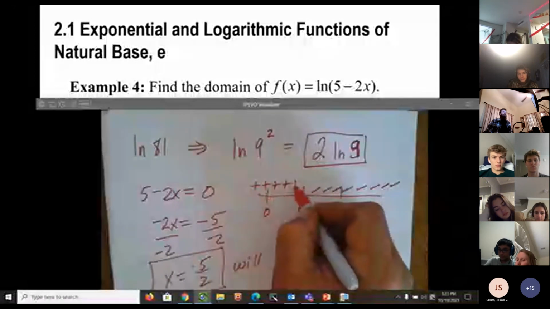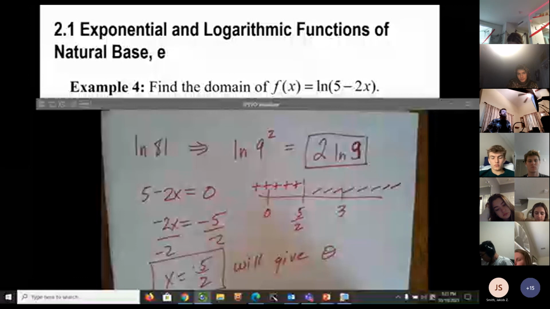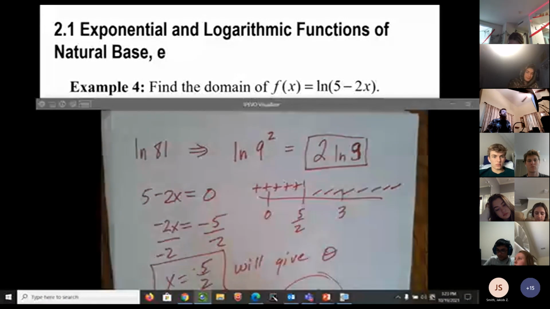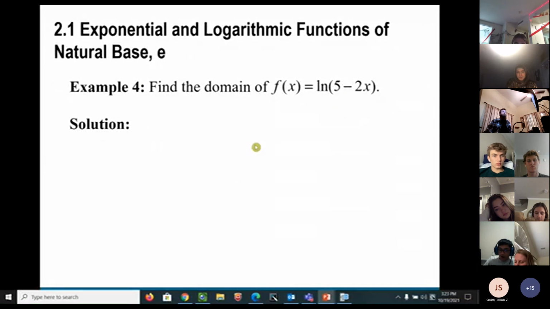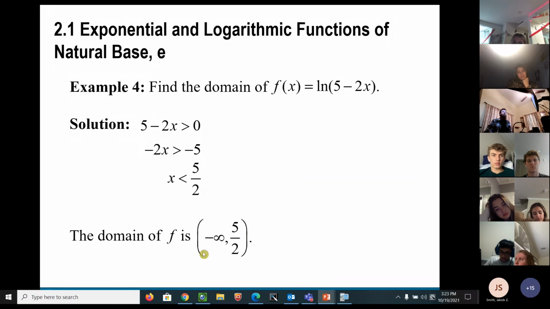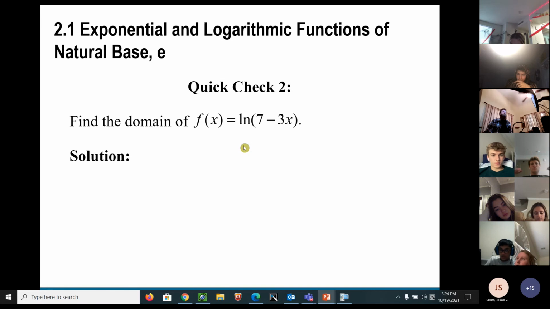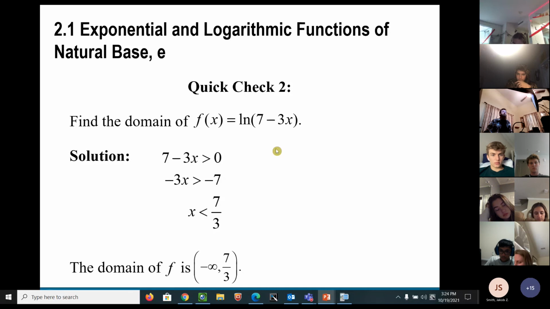So the domain is, you have to use everything below 5 halves. So x is less than or equal to 5 halves. That's your domain. Because you can't have negatives. Negative infinity to 5 halves. And again, this is all review. Same thing. I'm not going to do that one. I'll let you do it. Just set it equal to 0 and tell me what will give you a negative.